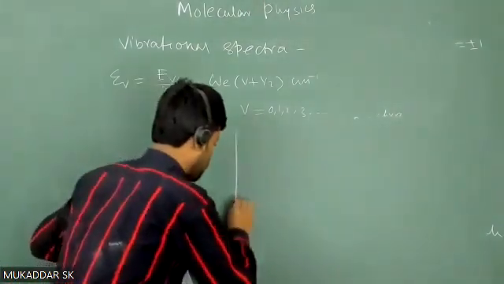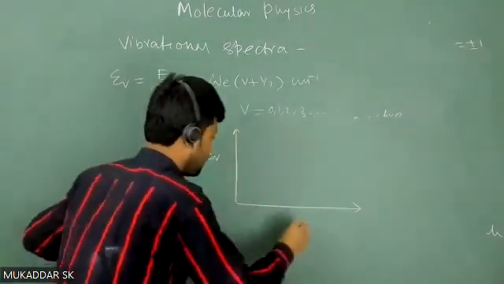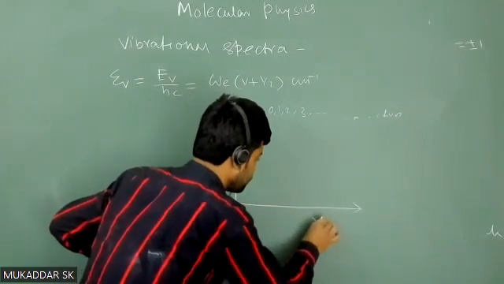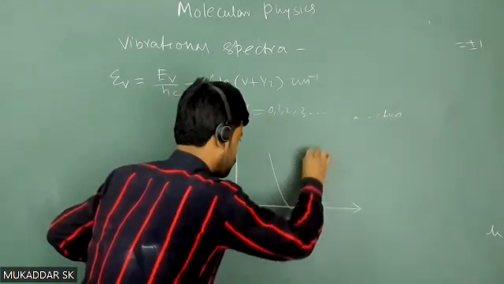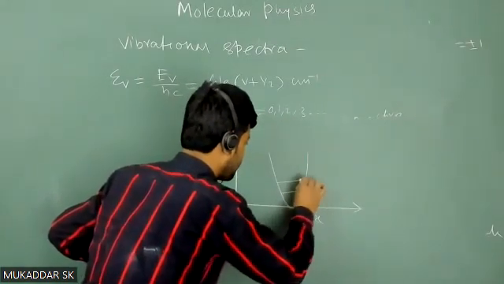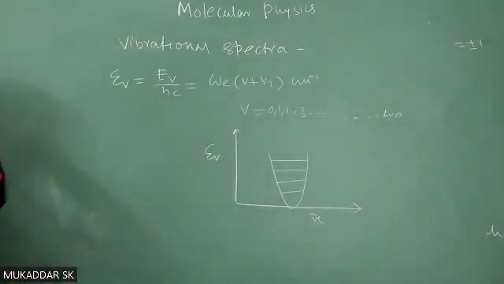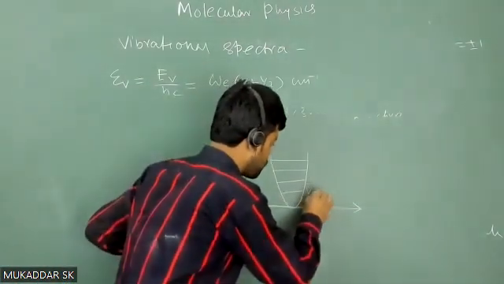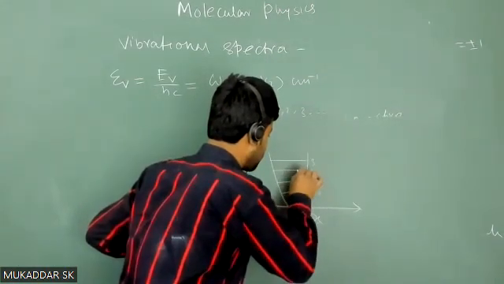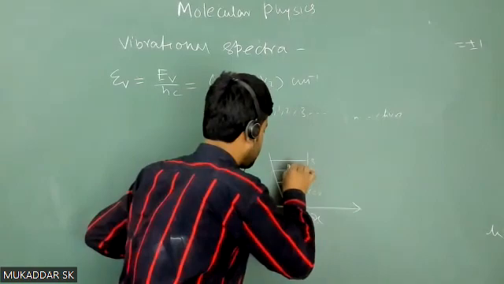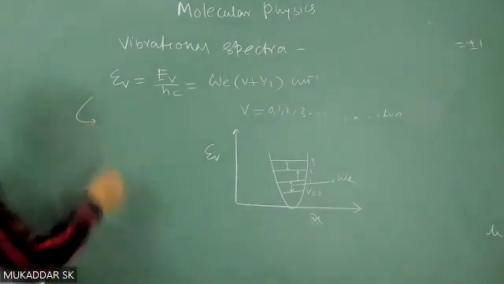If you plot it, you'll have epsilon v this side, and this side you have v. But the important thing is that the spacing between two successive vibrational levels is actually constant. This is v equals 0, 1, 2, 3 and so on. This spacing between two successive levels is actually constant. That is your omega e.